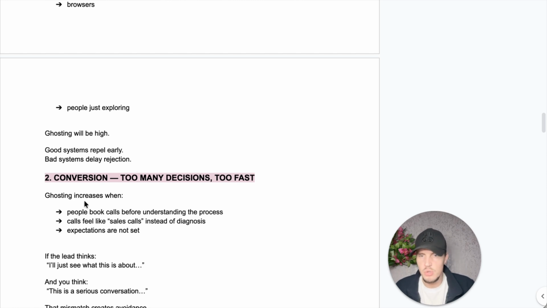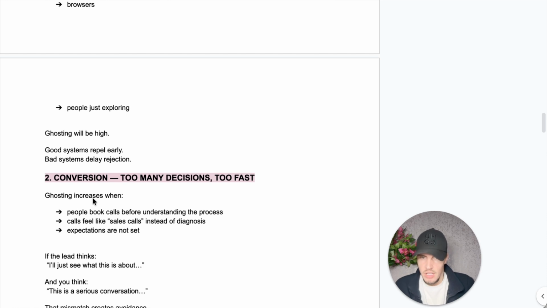Layer two is conversion. Too many decisions too fast, right? Ghosting increases when people book calls before understanding the entire process: what the call is, what you're going to discuss on the call, what's going to happen, and why they should book it. It's like literally saying, let me take you somewhere, close your eyes, and just barely trust me, and you don't even know this person. Would you trust somebody you've never met in your life to put a blindfold on you and walk you somewhere? The answer is probably no.